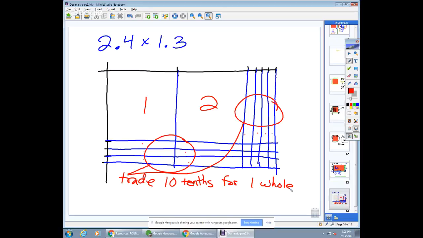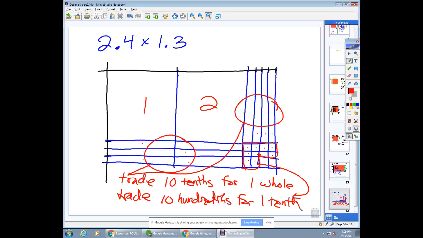And what do we have here? This is a 3x4 grid. 1, 2, 3, 4, 5, 6, 7, 8, 9, 10. So I can do another trade in here. And that's going to give me a trade of 10 hundredths for 1/10.